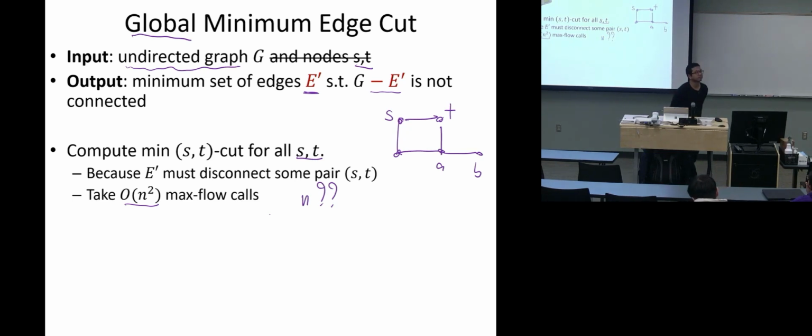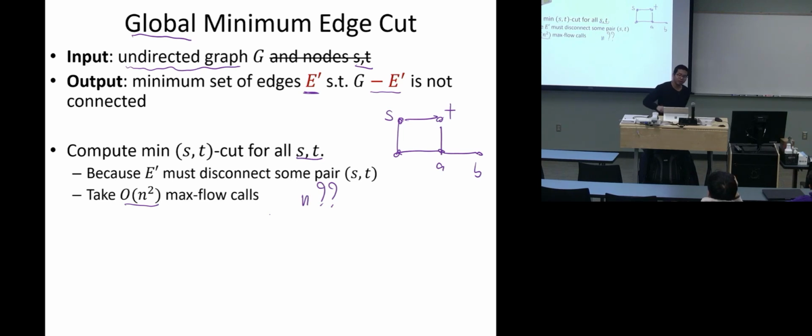Could you maybe call it on all n nodes and then take the node with the smallest degree, because you can disconnect a node from the rest of the graph with the fewest number of edges by taking the one with the smallest degree or something like that.